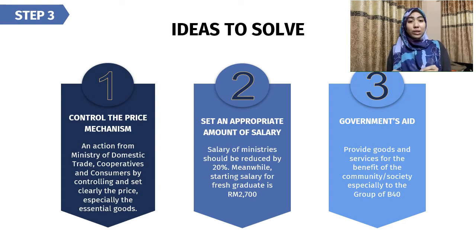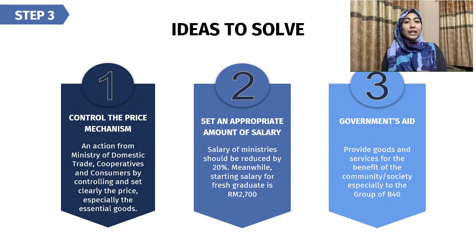Ministry of Domestic Trade, Cooperative and Consumerism, known as KPD and KK, needs to control and clearly set the price, especially when involving essential goods. As we can see today, the demanded goods are actually the essential goods that almost every day people will buy. If KPD and KK cannot control the price of essential goods, the sellers will put the price as they want. This will affect other sellers as they need to compete with each other.